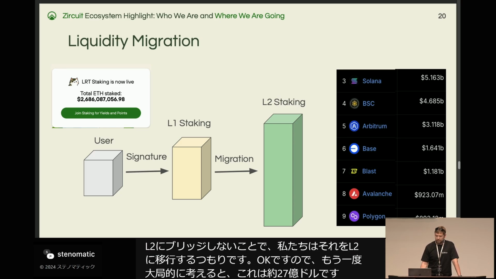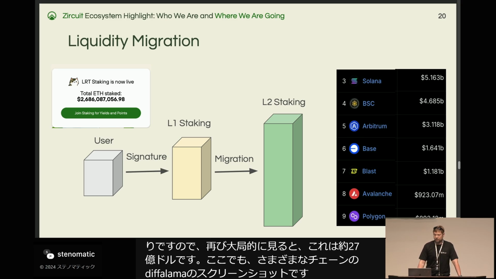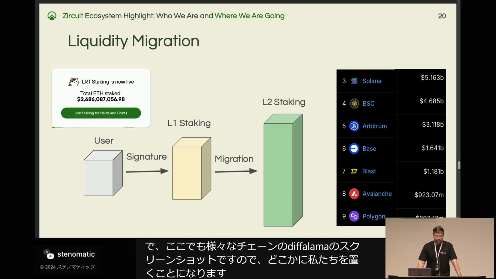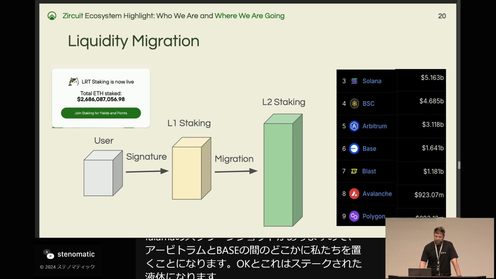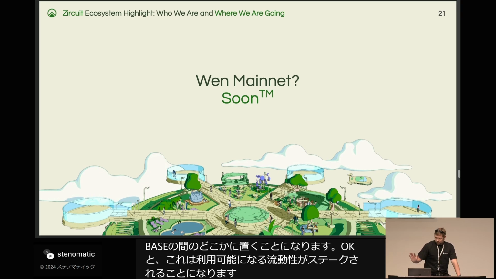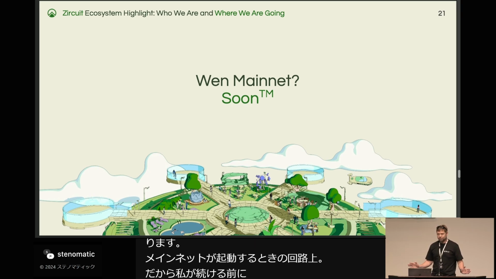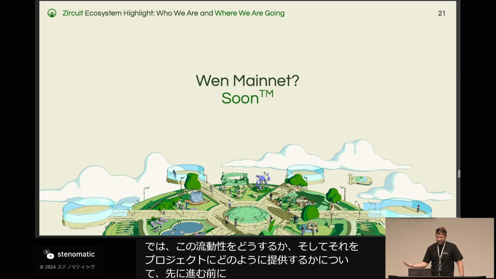Here are, again, screenshots from DeFi Llama from various chains. So it is going to put us somewhere between Arbitrum and Base, okay? And this is going to be staked liquidity that will become available on Zircuit when the mainnet launches. So before I continue to what we are going to do with this liquidity and how we are going to provide it to the projects, I have to answer this question, right?